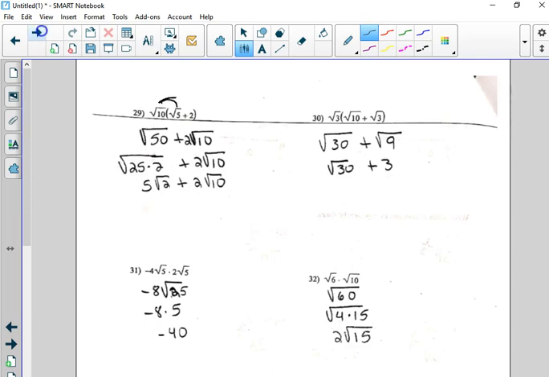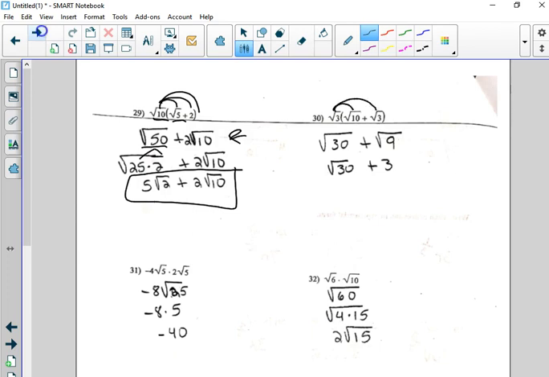Here you're distributing. So inside times inside, radical 50. Here, this is just the outside, so it just tacks on to 2. But even though this is the correct answer, it's not the perfect answer because 50 breaks down to 25 and 2. So your final answer is 5 root 2 plus 2 root 10.